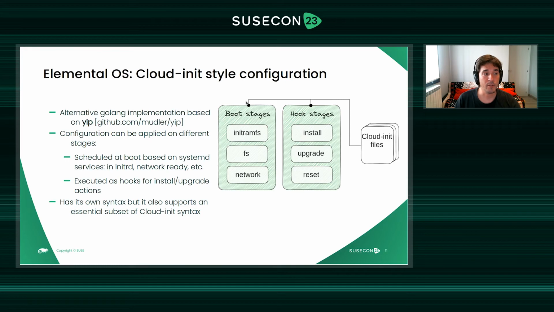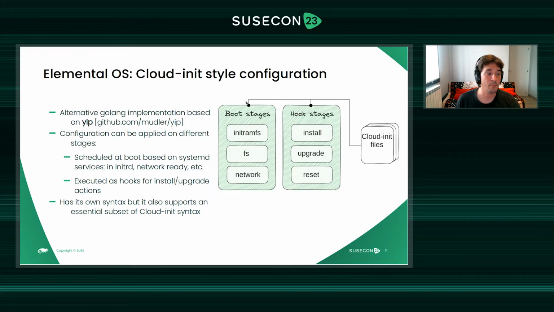So let's jump to another fundamental aspect of an Elemental OS, which is the cloud-init style configuration. I think I already said it before, but we are not actually using the cloud-init project per se. We are using an alternative Golang implementation based on Yip. Yip is an upstream project. Here is the link. The main difference between cloud-init and Yip is that Yip configurations can be applied on different stages. In a Yip system, the stages are just a label to define a set of configurations, so labels can be anything, stages can be anything.